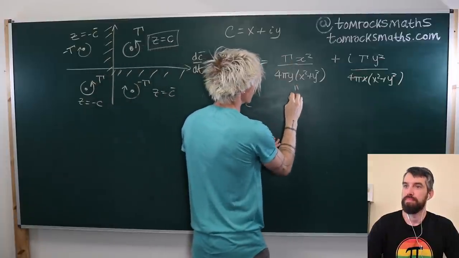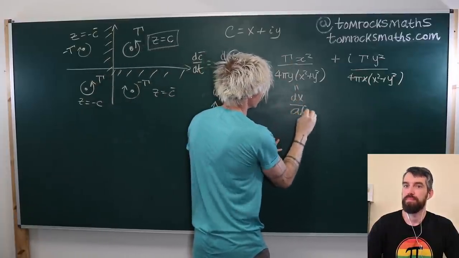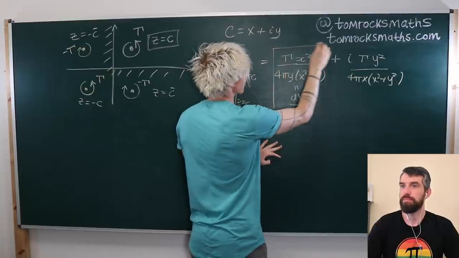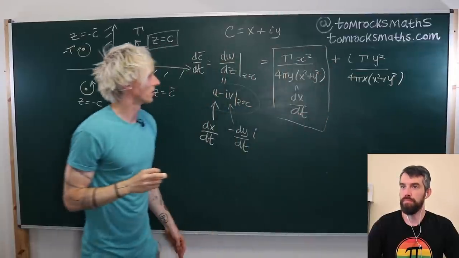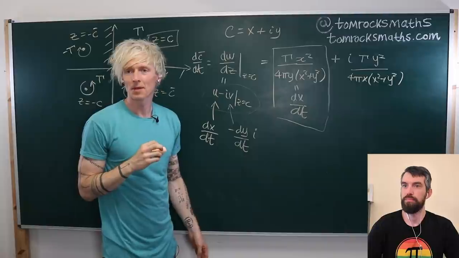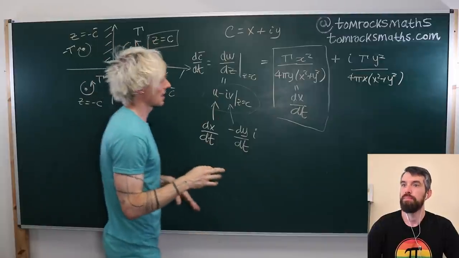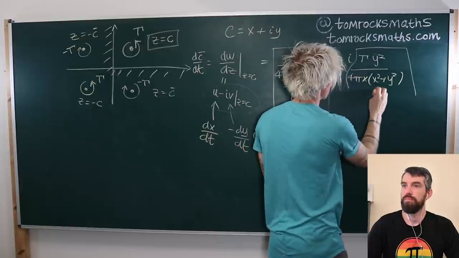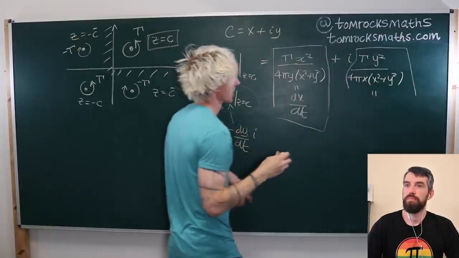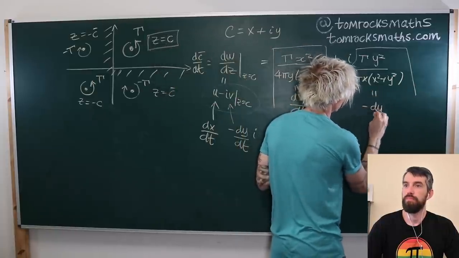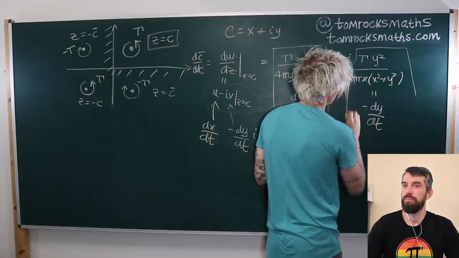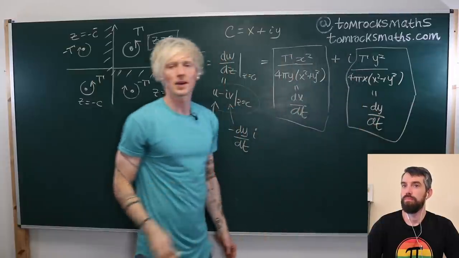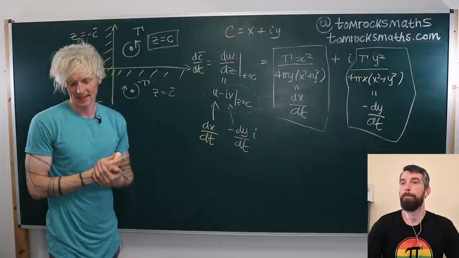This is equal to dx by dt, one equation involving x, y, and time, where x and y are functions of time. And then here, we take the imaginary part, and we can say this is now equal to minus dy by dt, by taking imaginary parts.